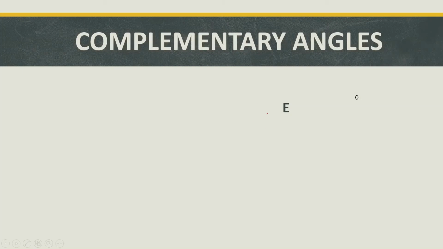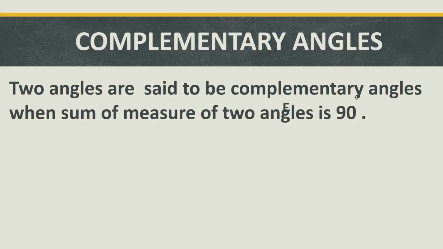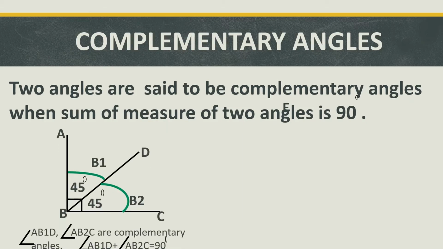Now let's move on to complementary angles. Two angles are said to be complementary angles when the sum of the measure of the two angles is equal to 90 degrees. Example, in this figure, AB1D and AB2C are complementary angles because both of these add up to 90 degrees.